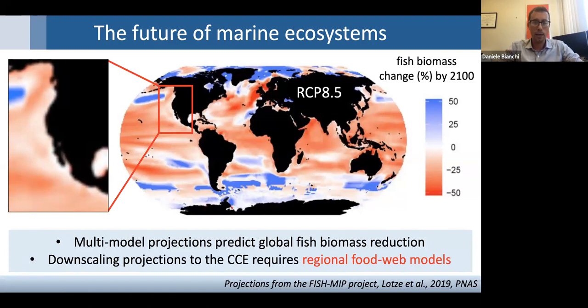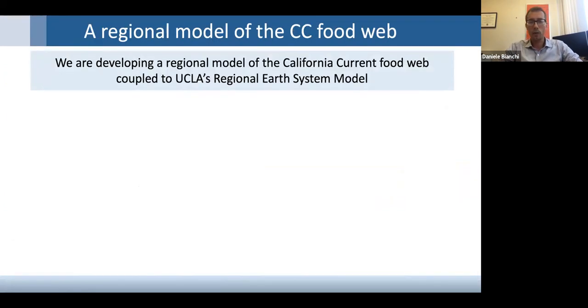And so if you want to downscale this type of impacts in a region like the California current ecosystem, we need regional food web models that are designed and validated and constrained to capture a specific region. And so at UCLA, we are developing a regional model of the California current food web, which is also designed to be driven and coupled to our regional Earth system model.